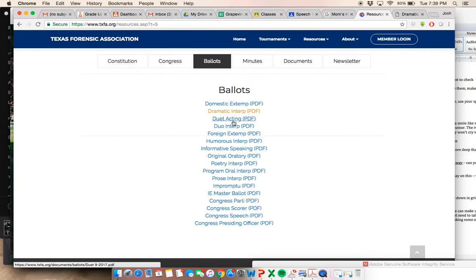And then finally, duo and duet. The only difference in duo and duet is in duet acting, they can touch and they can use two chairs as props. In duo, they do not touch and cannot make eye contact. Both duo and duet are partner events. Let's start with duo.